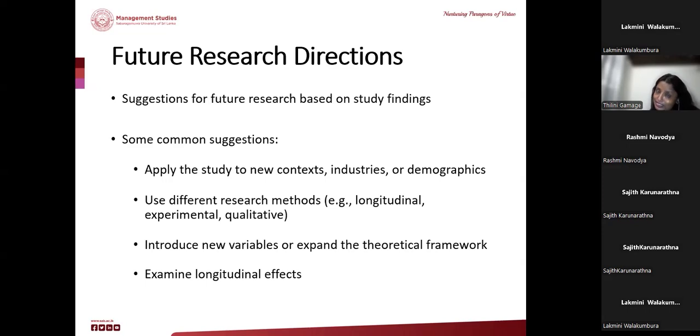So in that case, while acknowledging the contextual limitations that you had in your study, you can say the future researchers can think about testing the same model in different contexts, and they can extend it to different industries or to other demographic cohorts that they have not considered in this study. You can even suggest that they can go for cross-cultural studies.